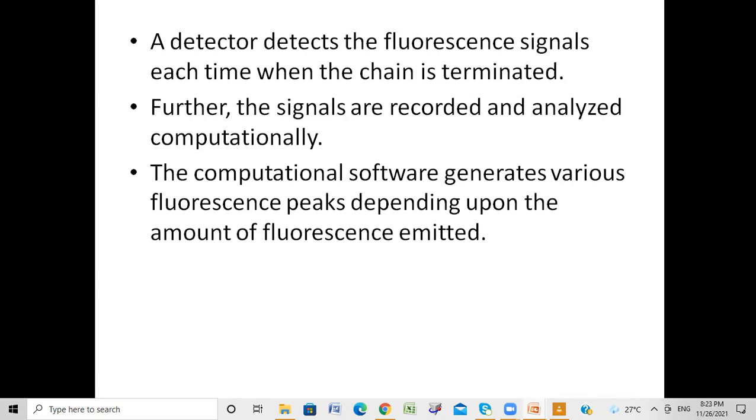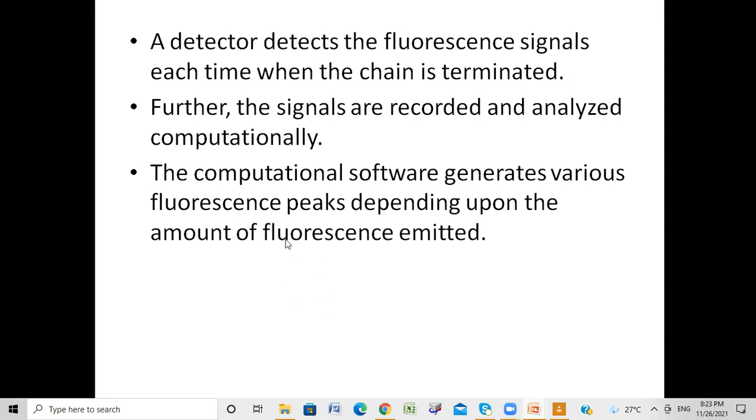A detector detects the fluorescent signals each time the chain is terminated. Further, the signals are recorded and analyzed computationally, so the software generates various fluorescence peaks depending upon the amount of fluorescence emitted. You might wonder why the amount of fluorescence emitted varies. When the amount of fluorescence emitted increases, the peak also goes up.